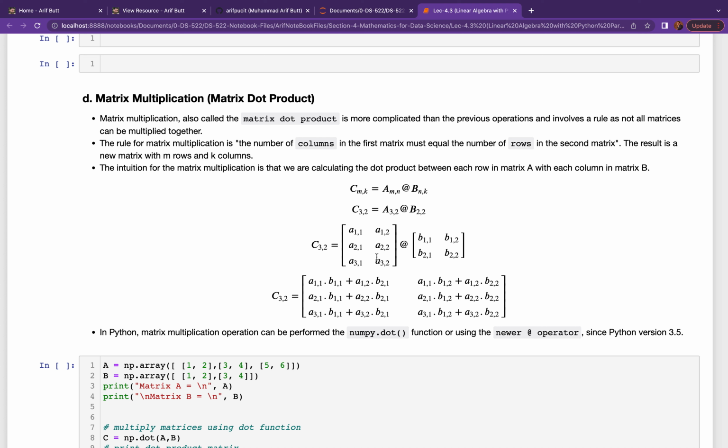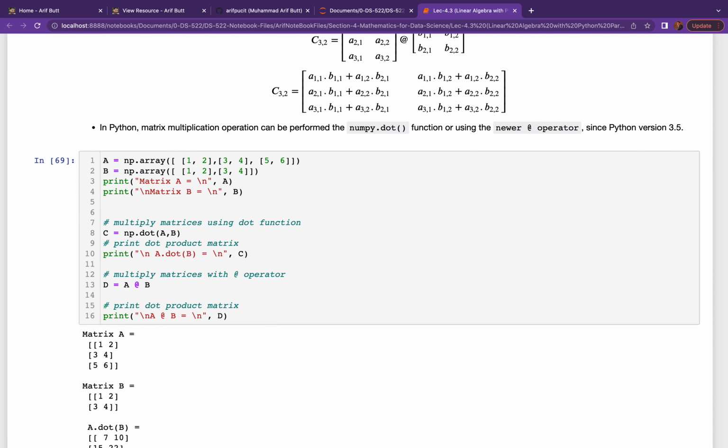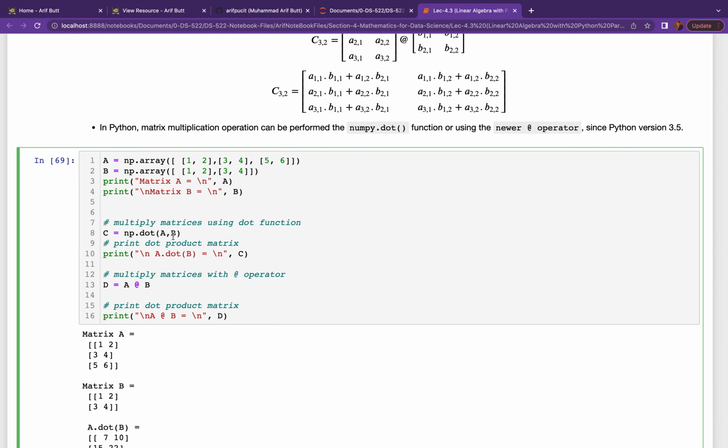And note the technique of multiplication. Suppose that we want to multiply this matrix A, which is a 3 by 2 matrix, with this matrix B, which is a 2 by 2 matrix. First row is multiplied with the elements of the first column. So this is this value. Then the first row is multiplied with the elements of the second column, which is this value, and so on. We have done this many a time in our secondary school. Just see the code. So this is the dot method that is used to multiply two matrices.